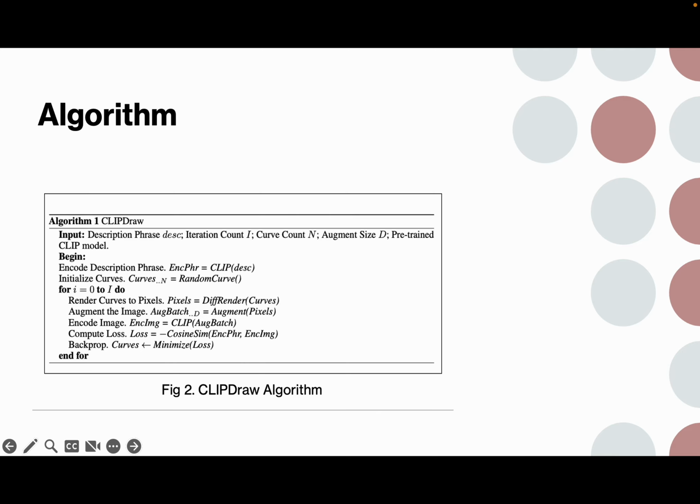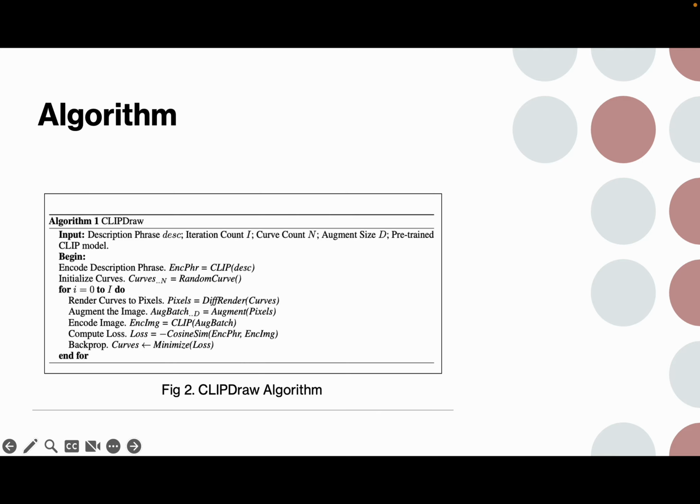Next is initializing the curves. A set of n curves is randomly initialized. Then we move on to the fourth step, which is to render curves to pixels. The curves are rendered to pixels using a differentiable renderer to obtain the initial image. The next step is to augment the image. The image is augmented using a data augmentation method to obtain augmented images.